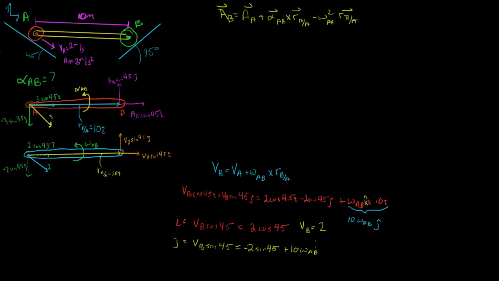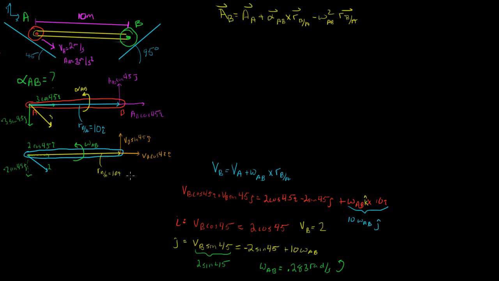And we can plug in this VB right here, so this term turns into 2 times the sine of 45 is equal to minus 2 times the sine of 45 plus 10 omega AB. And we can solve for omega AB. Our angular velocity is going to be equal to 0.283 radians per second. And because it's a positive quantity right here, we know it is moving in this direction. All right, so we found what our angular velocity is.